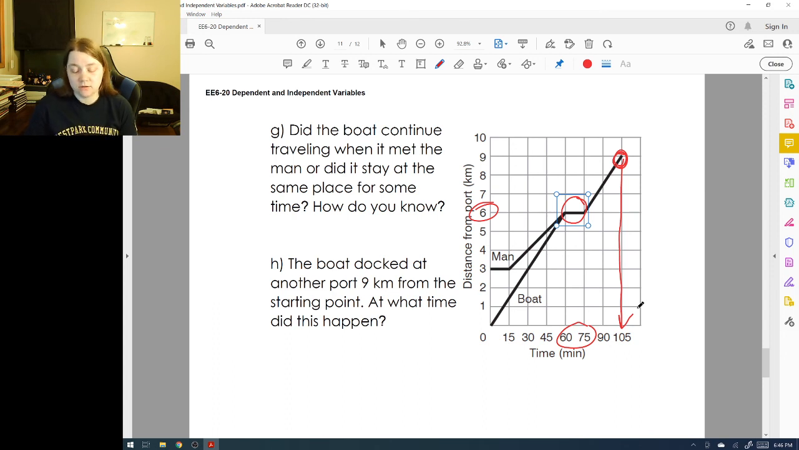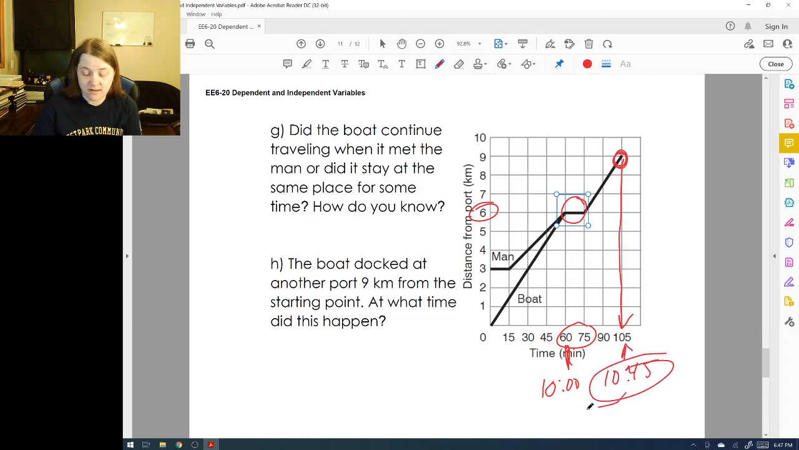How long is 105 minutes? Well, I know that 60 minutes is 1 hour. That's 10 o'clock. And if we're going in 15-minute increments, that's 10:15, 10:30. That ends up being 10:45.